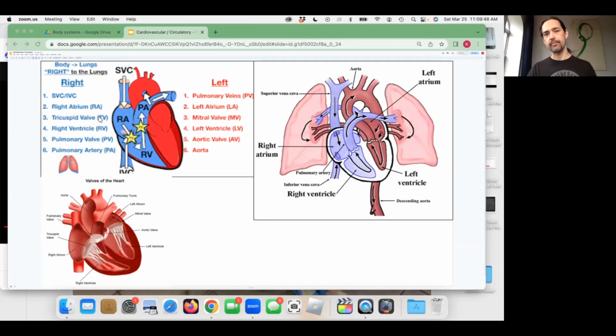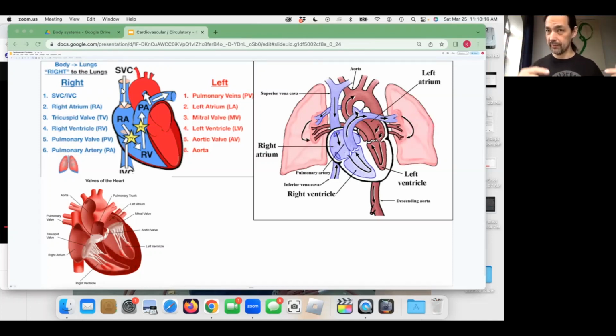All right, and then you fill in the blanks. So for the valves, right? So it's superior, inferior vena cava into the right atrium. Right atrium goes to the right ventricle. Between them is the tricuspid valve. Right ventricle into the pulmonary artery. Between them is the pulmonary valve. Blood goes to the lungs.